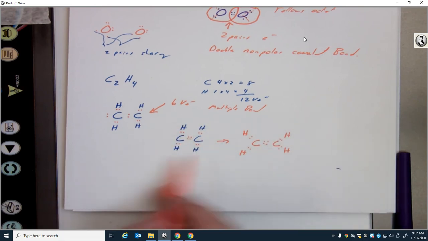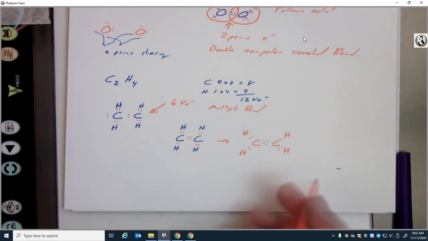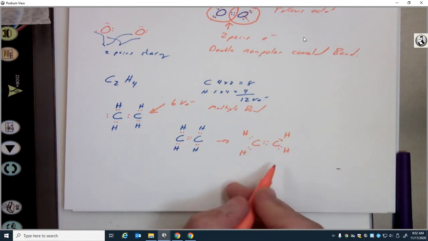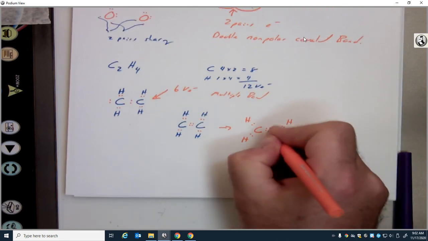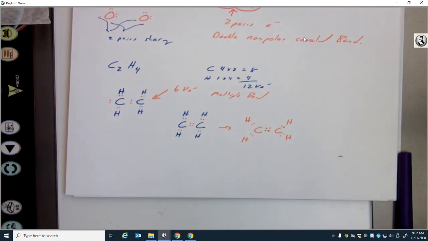If you did it like this, I would not take points off, but this would be a better drawing. Okay, this would be a better structural formula. All right, now, let's go ahead and name some bonds.